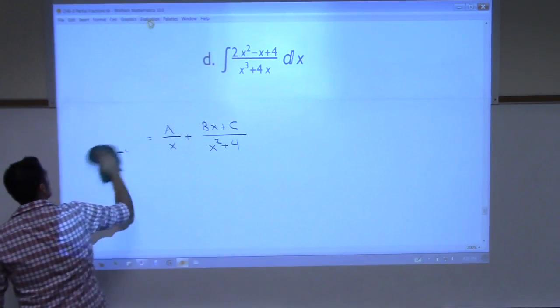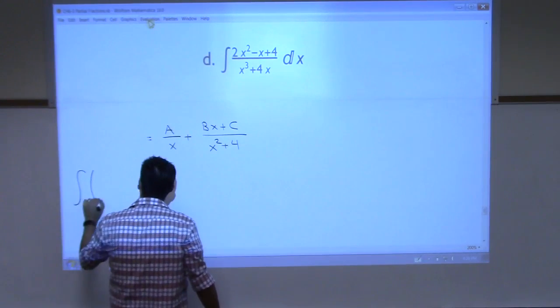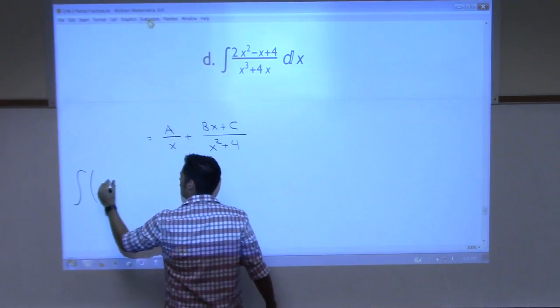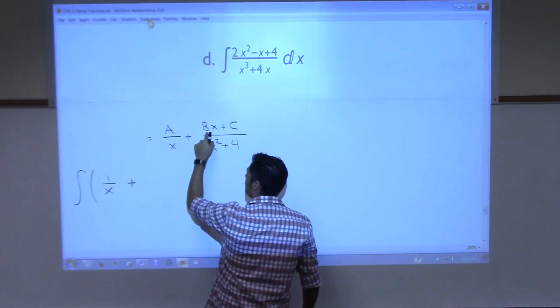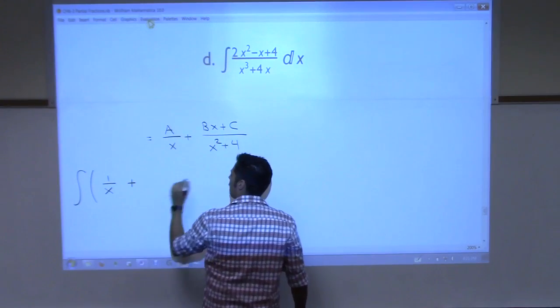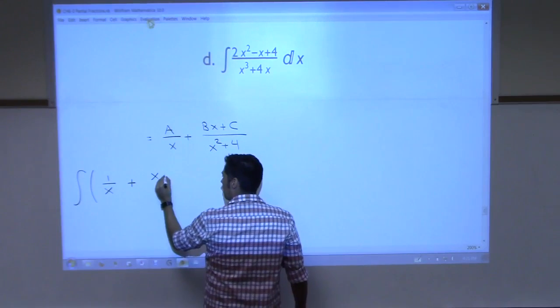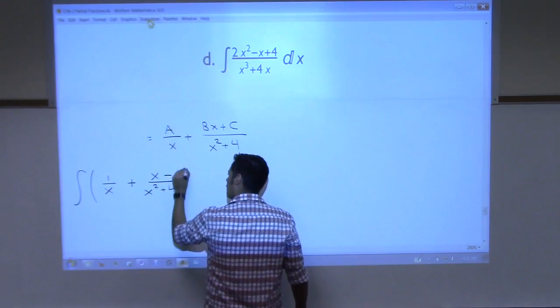Our new integral is A over x. What was A? 1. So 1 over x plus B, which was also 1. So 1 times x, that's x. And then plus C, but what was C? -1 over x squared plus 4 dx.